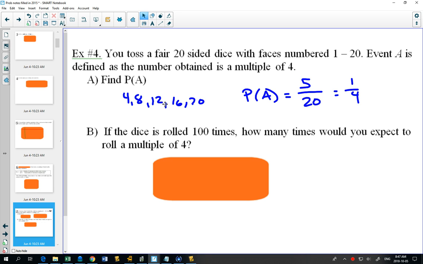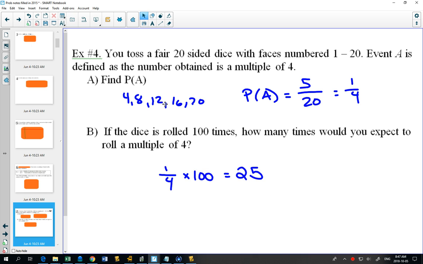So if you rolled it 100 times, how many times would you expect to get a multiple of 4? 20 times. You take your probability, you multiply it by the 100 times that you do it, you got a 1 in 4 chance, 25.